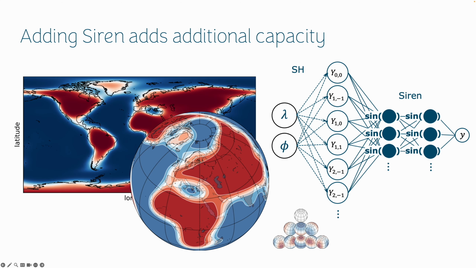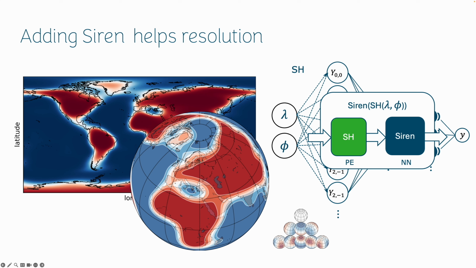So what about we add Siren to this, and we replace this linear layer with a proper neural network with multiple layers? And what we see is that we can then suddenly approximate a much more complex function without needing a lot of spherical harmonics. And that is basically our proposition here, that we should use spherical harmonics with the Siren network so that we can approximate functions really well on the entire globe.